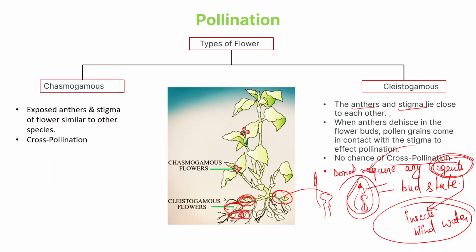They are exposed, like they have anthers exposed, and the stigma will be exposed. So any pollen grain could come and land here and pollination could occur. Okay, so cross pollination chances are very high in chasmogamous flowers. And of course, we need pollinating agents, we really do need them, since they are generally cross pollinating. So we need that. Okay, this is what chasmogamous and cleistogamous flowers are.